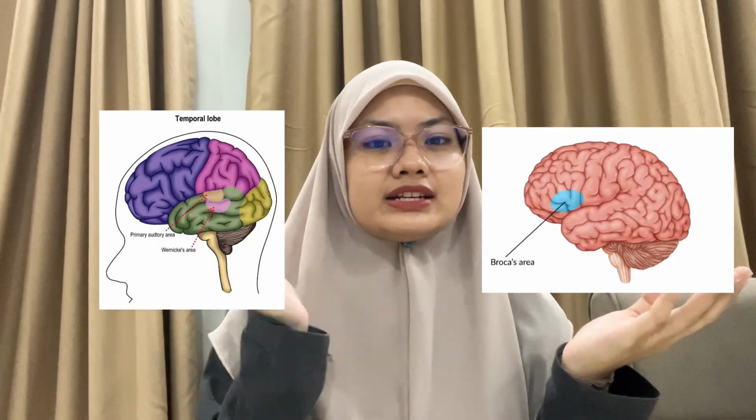Today I will introduce the two most important brain regions, which are Broca's area and Wernicke's area. I will also explain how damage to these areas can cause a language disorder known as aphasia, which affects a person's ability to communicate effectively if it is damaged or has some complication.